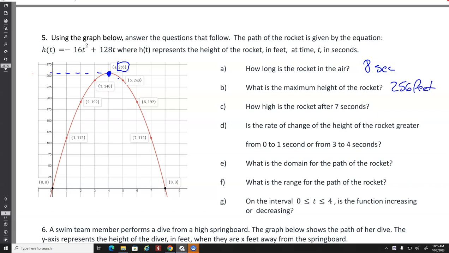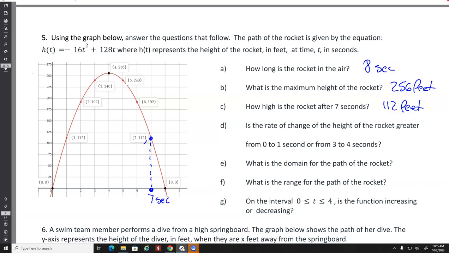How high is the rocket after 7 seconds? I'm going to look at 7 seconds right here. This is 7 seconds. I'm going to trace it to this point, and again, this is my feet. It's a y value, so 112 feet. The first value, which is 7, is seconds.